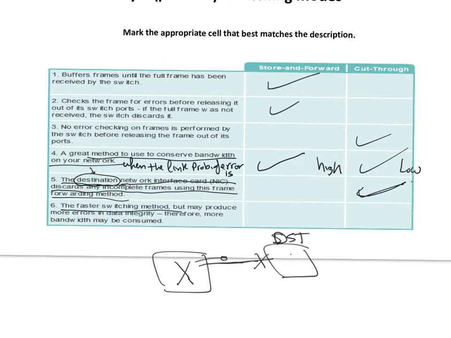The fast switching method, but may produce more errors. Of course, this is cut through. This is clear. Okay guys, any questions?